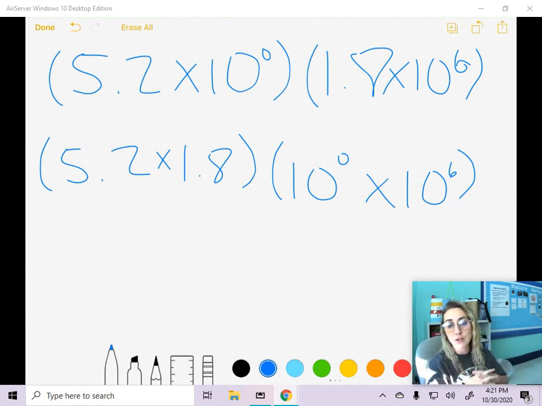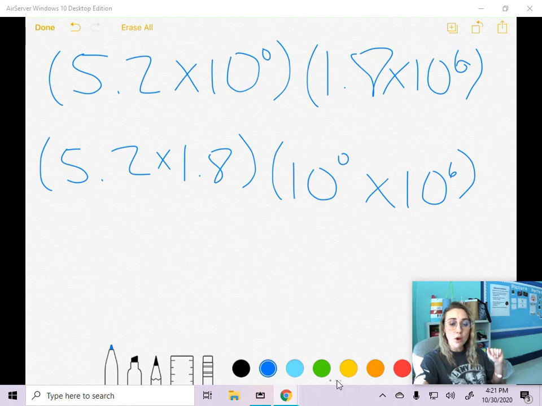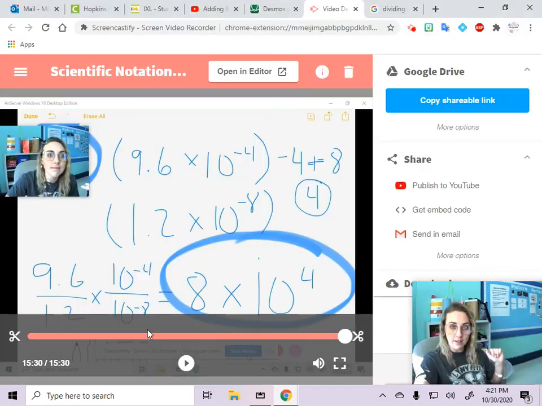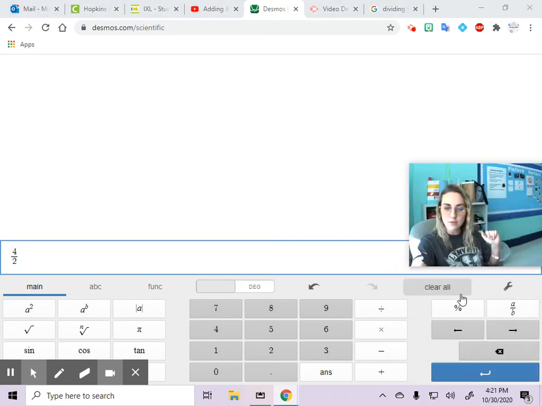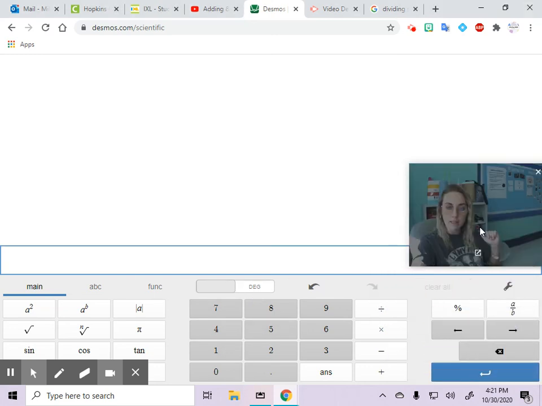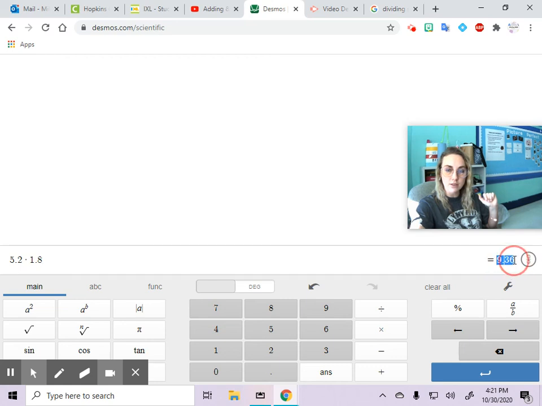If you don't want to do all the fancy work that comes with multiplying decimals, you can always use the Desmos calculator that I gave you. Let me make this real quick. You can put in 5 and 2/10 multiplied by 1 and 8/10, and it'll give you that answer right there. This is going to be 9 and 36/100.